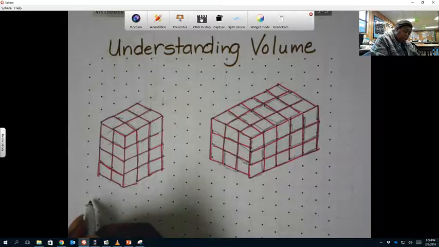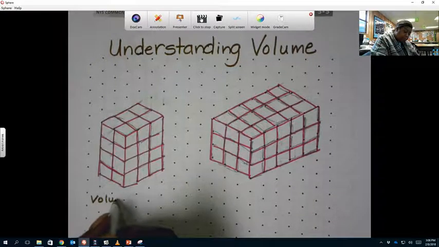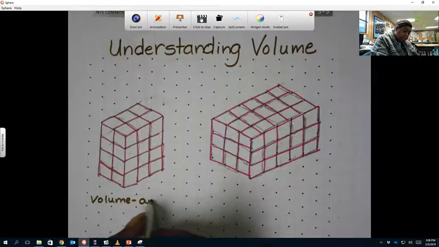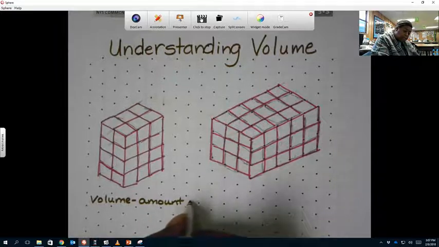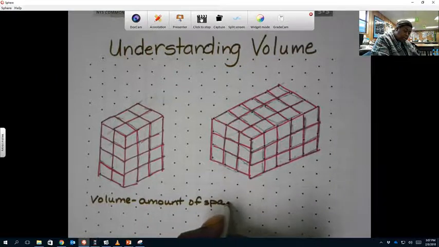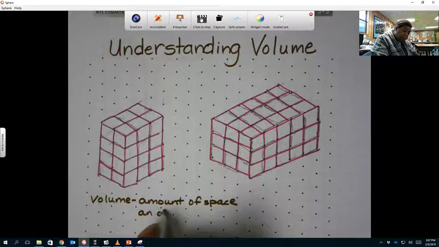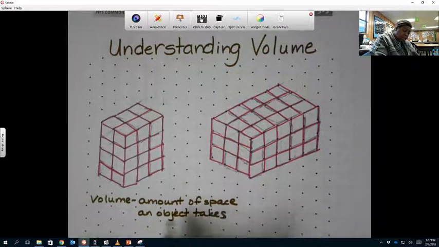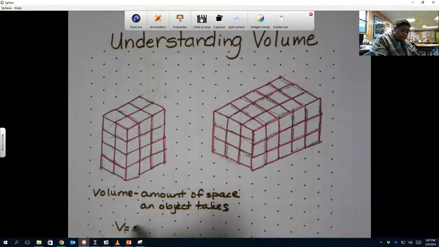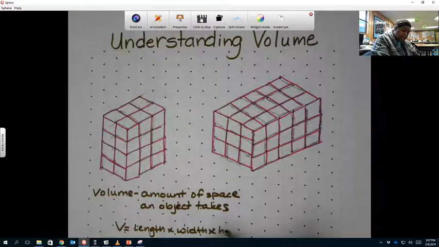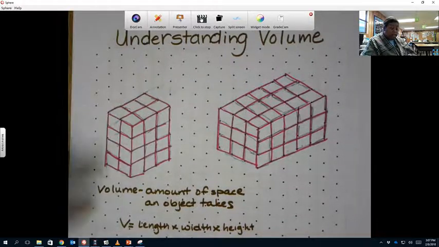Keep in mind that volume is the amount of space an object takes up. It's calculated a couple of ways. It's calculated by using the length times the width times the height. It can also be calculated by counting the squares.